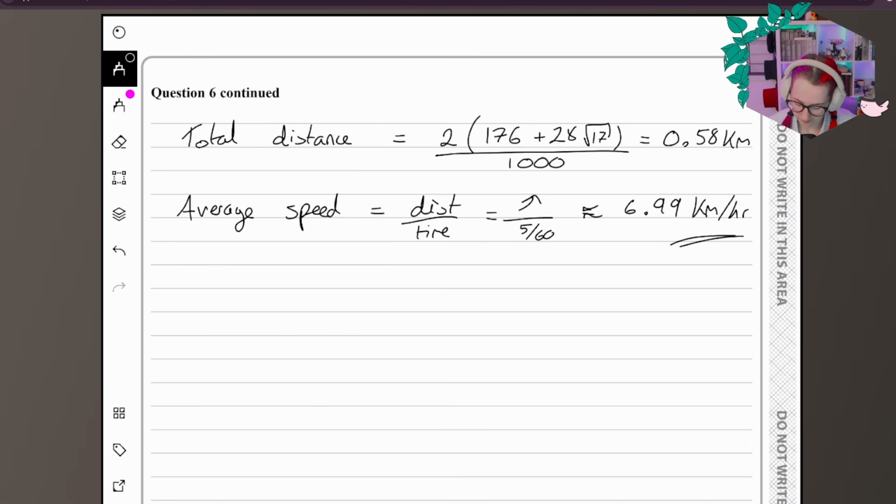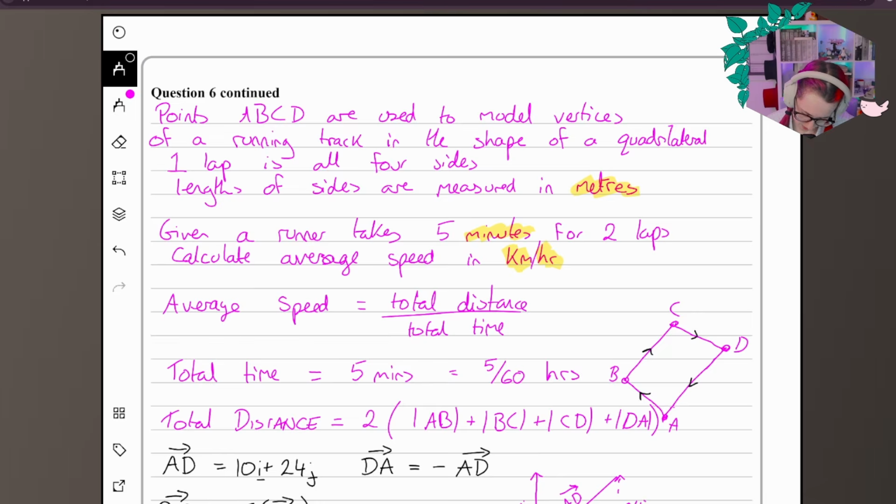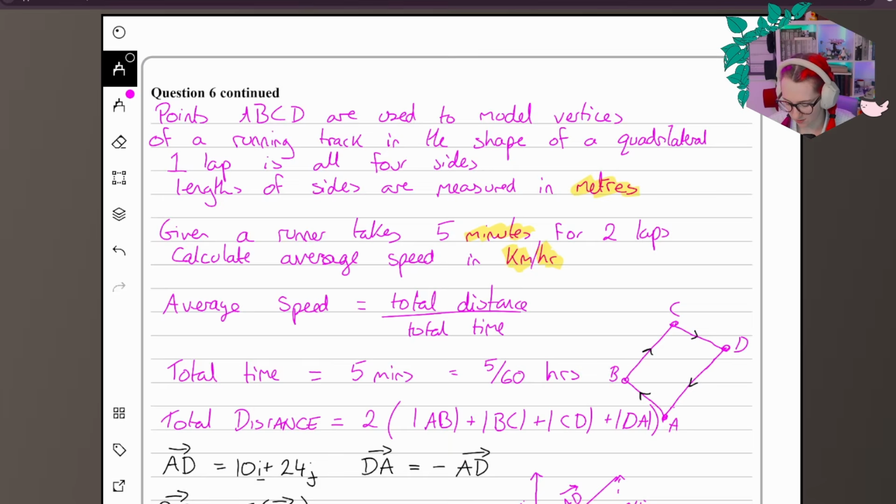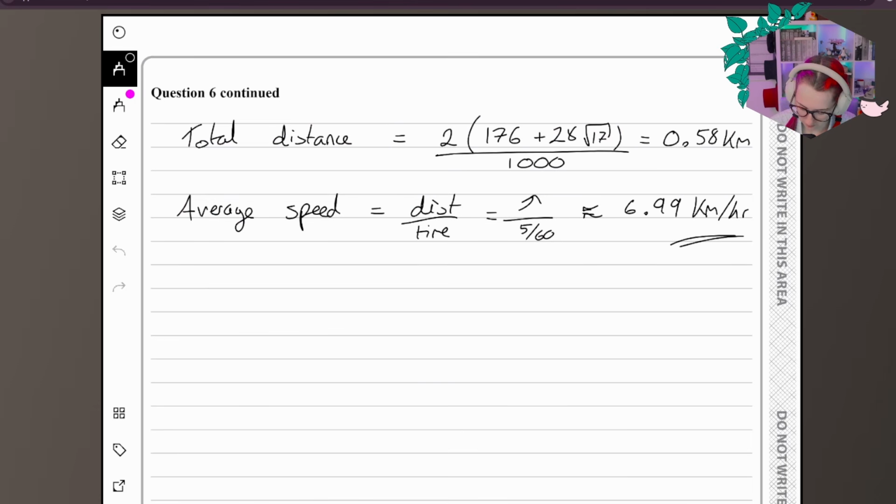Ooh. And are they all right with, did they say how many to leave it in? No, they didn't say, but that's to 2 decimal places or 3 significant figures.